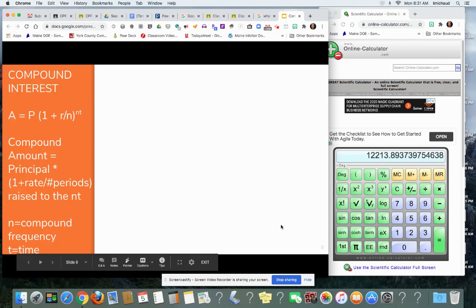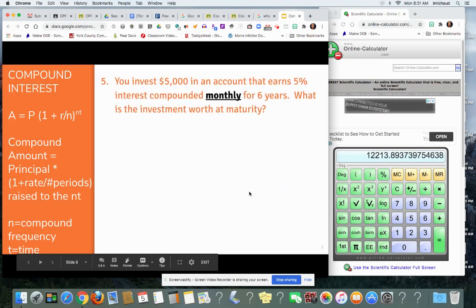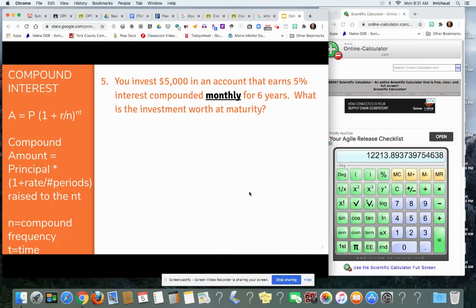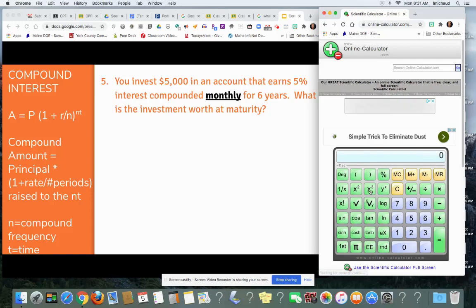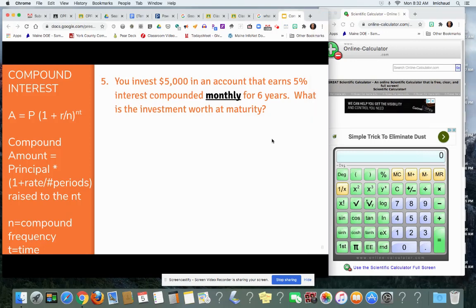We're going to try one more together, and then I'll let you do the last 5 on your own. You invest $5,000 in an account that earns 5% interest compounded monthly for 6 years. What is the investment at maturity? Again, you want to use the compound interest formula. This is the principal. This is the R, the interest rate, 0.05. It's compounded monthly, so that's your N. And the T is the amount of time, which is 6 years. You must show your work. So that's the formula.